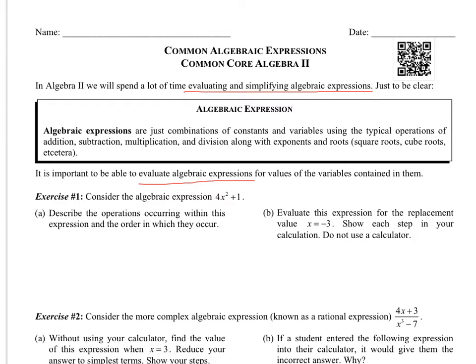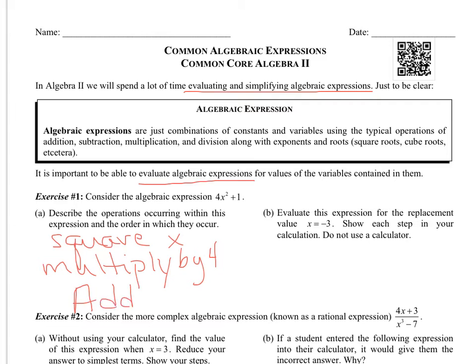The first thing that we would do is square whatever we plugged into the x. After that, we would multiply by 4. And then we would add 1 to that product.